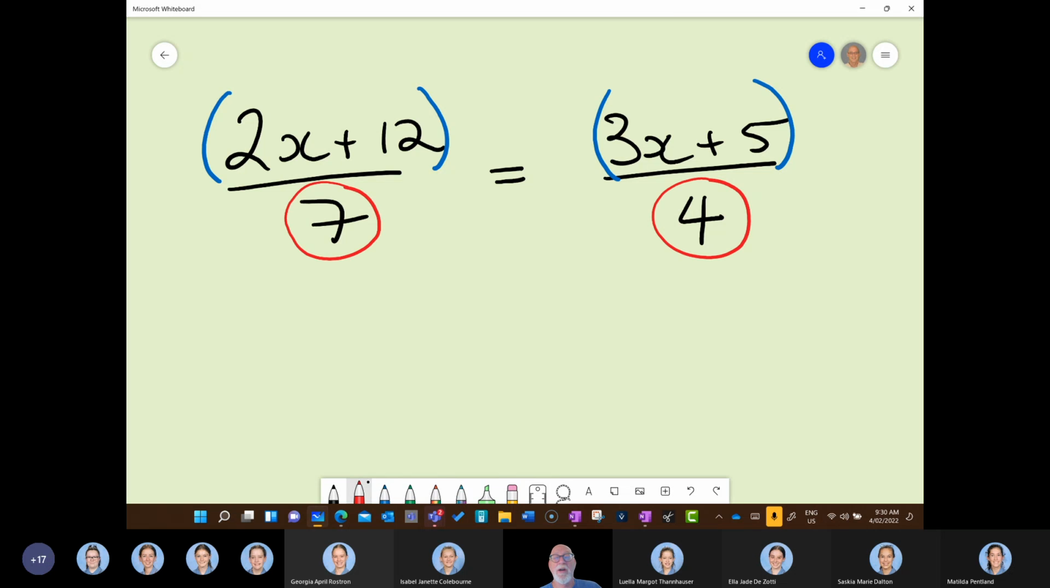The biggest pain in the backsides are these two. They're a pain. I'll be honest with you. I'm not a fan of fractions. Not a huge fan of fractions, right?